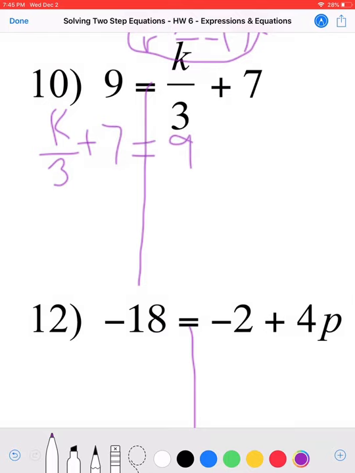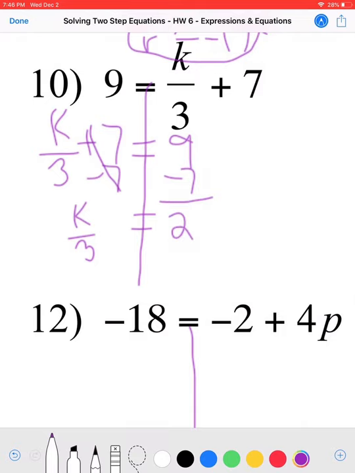Okay, our k over 3 was positive. I kept it positive. Our plus 7 is positive, so I just carried it on over. And then our 9 was positive, so I just let it equal 9 on the other side. You can switch those around to make sure that your variable is on the left side. Okay, we're going to take care of our whole number first, which is our plus 7. So what is the opposite of plusing 7? We're going to be subtracting 7. This side cancels out. We're left with k over 3 equals 9 minus 7, which is 2.